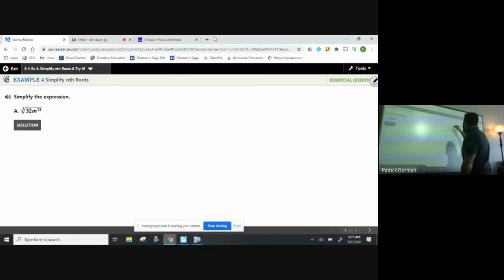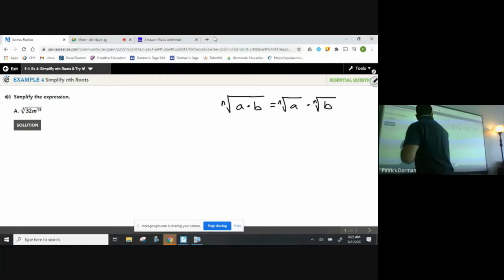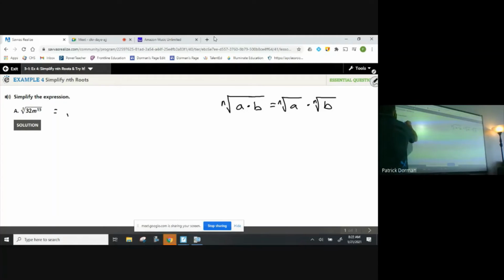So there's another rule. It tells me that if I have some nth root of a times b, I can write this as the nth root of a times the nth root of b. And that's how I'm going to approach this. So if I have a product underneath a radical, this is what I have to do. And I do indeed have a product, right?